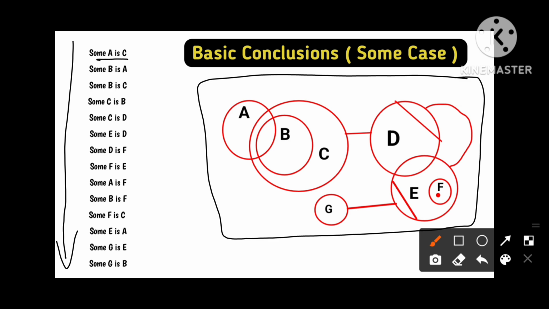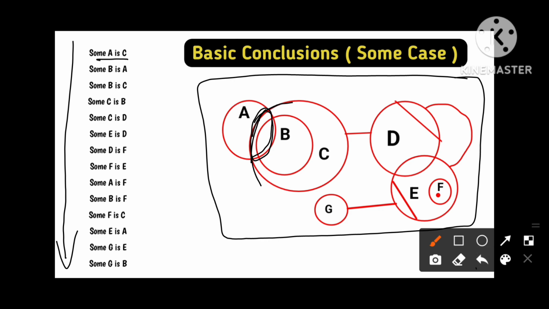Some A is C. What the actual meaning of this is, some part of A is sharing with C. Here we can see that A and C share some part. For basic conclusions like the "some" case, what we need to see is the direct meaning of the given conclusion in the basic statement Venn diagram. So the first statement says that some part of A is sharing with some part of C. It is visible in our basic statement Venn diagram, so our conclusion will be true.